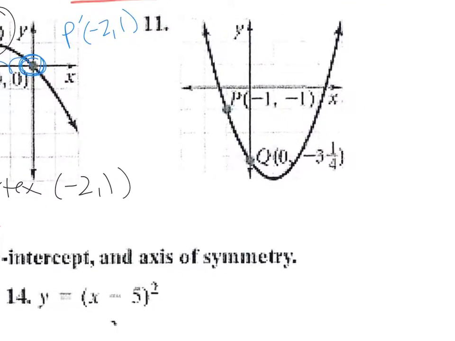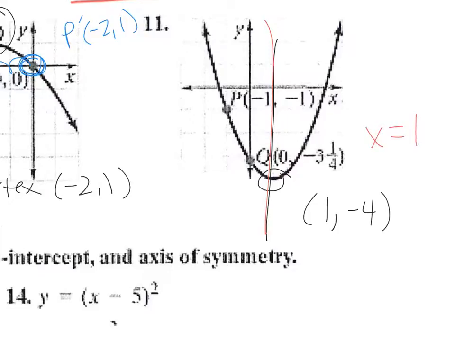And if I look at this parabola, I didn't draw that very well, but it's kind of hard to read. So the vertex is at 1, -4. And the axis of symmetry is the equation x equals 1. And then P is at -1, -1. So P prime is going to be the exact same distance apart. So if this distance is 2 units, then I'm going to go over 2 units right here. So this point would be 3, -1.